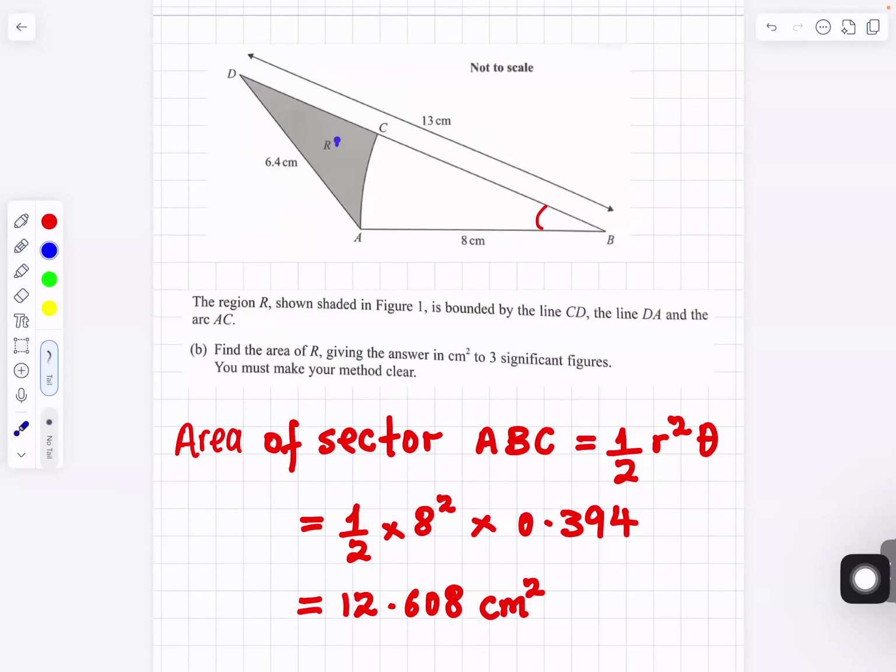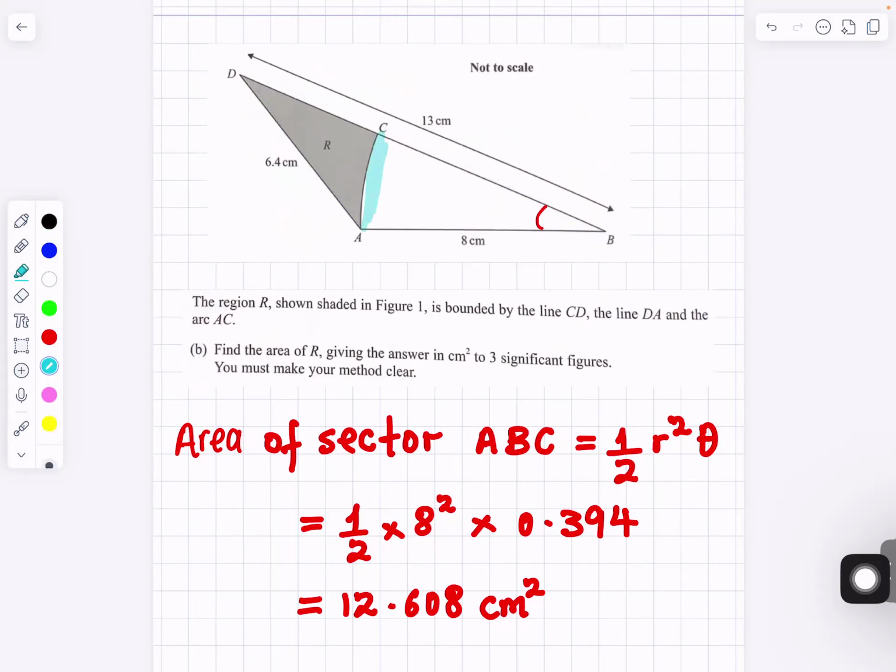The region R shown shaded in figure 1 is bounded by the line CD, the line DA, and the arc AC. Find the area of R, giving the answer in centimeters squared to 3 significant figures. You must make your method clear. So my method is find the area of the triangle, and then we find the area of the sector.